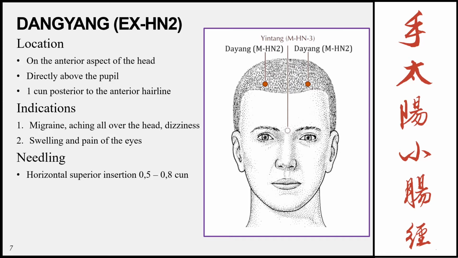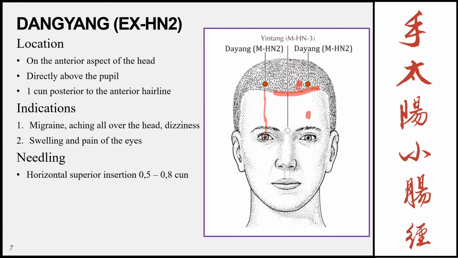The next point is Dangyang, EX-HN2. This point is located on the anterior aspect of the head, directly above the pupil, 1 Tsun posterior to the anterior hairline. So we're going to use the line here directly above the pupil, and then we know it's going to go 1 Tsun posterior to the anterior hairline. So here's the anterior hairline, and we've got to go 1 Tsun posterior to it. And there was another point we found in a similar way to this point, except it was on the forehead. And this is GB14, which was also directly above the pupil, but it was 1 Tsun above the eyebrow over here.